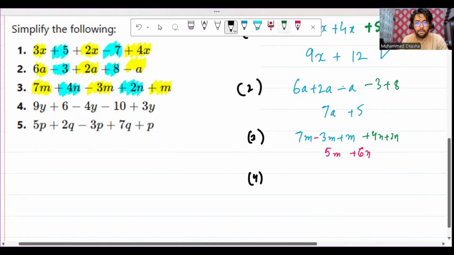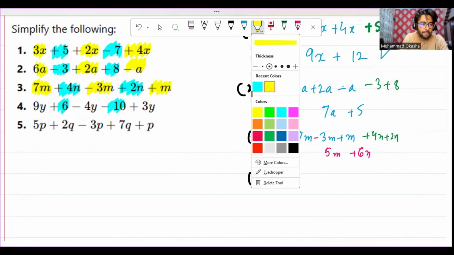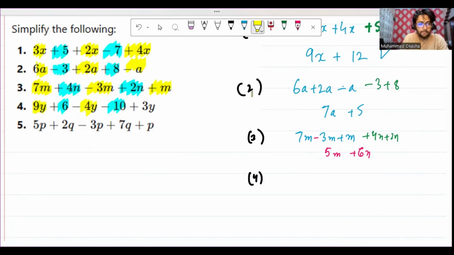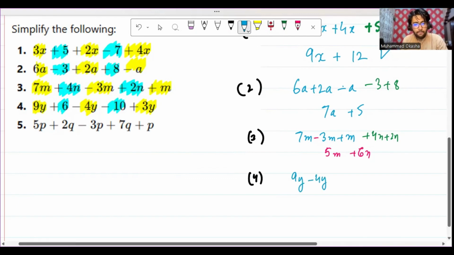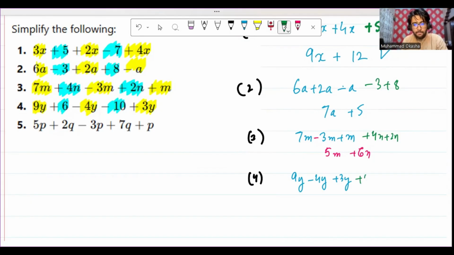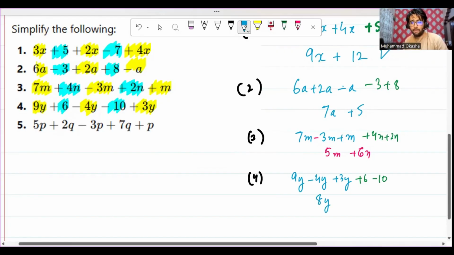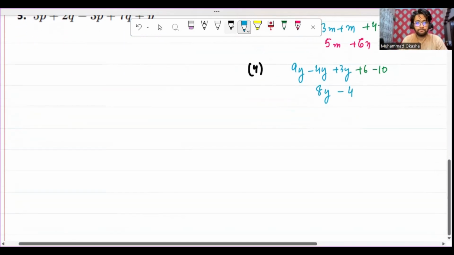Okay, let's do another. Here we go. The constants are 6 and -10, and the terms that have a variable are 9y, -4y, plus 3y. So let's write all the y's together: 9y, -4y, plus 3y. And next is plus 6 minus 10. Okay, 9 minus 4 is 5, 5 plus 3 is 8. So that's 8y. Plus 6 minus 10 is -4. So that's going to be 8y minus 4.